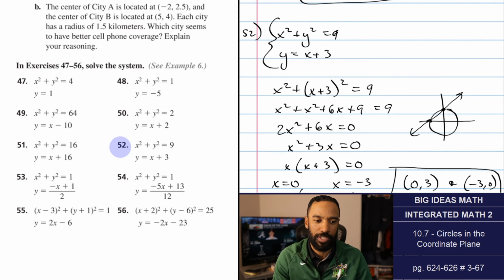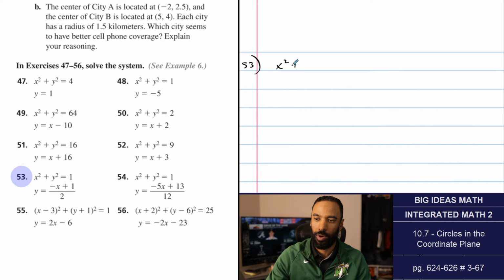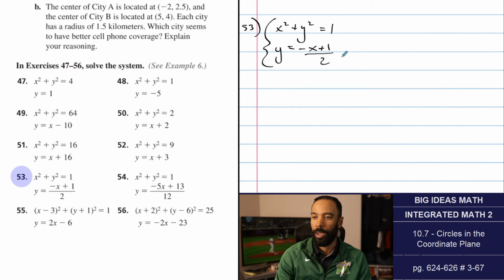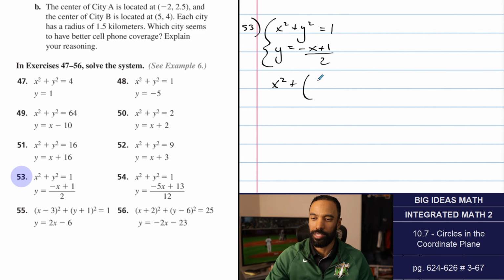All right, number 53 and 54. We have fraction talk going. Center's still at the origin for these other guys. So 53, x squared plus y squared equals 1. And this is y equals (negative x plus 1) all over 2. Okay, so let's substitute this guy into there. We get x squared plus (negative x plus 1) all over 2, quantity squared, equals 1.